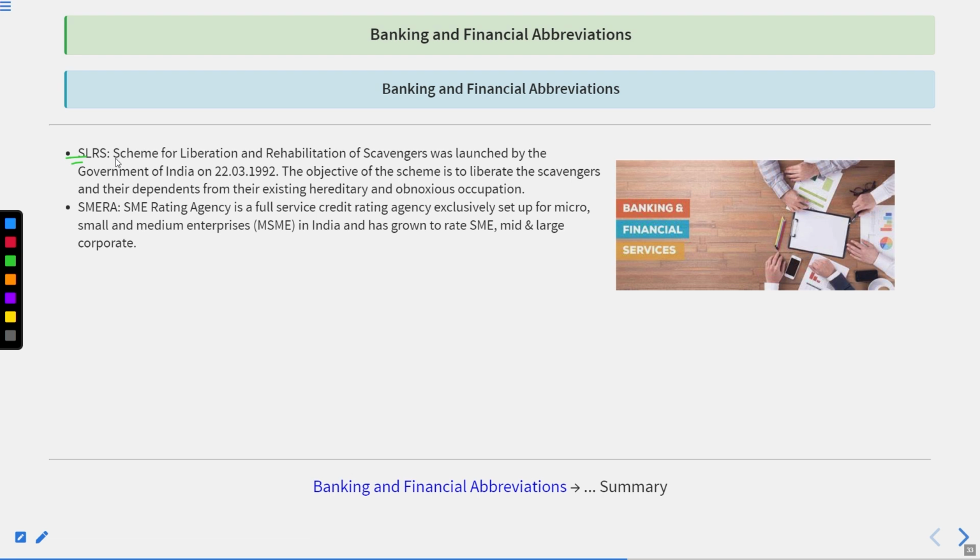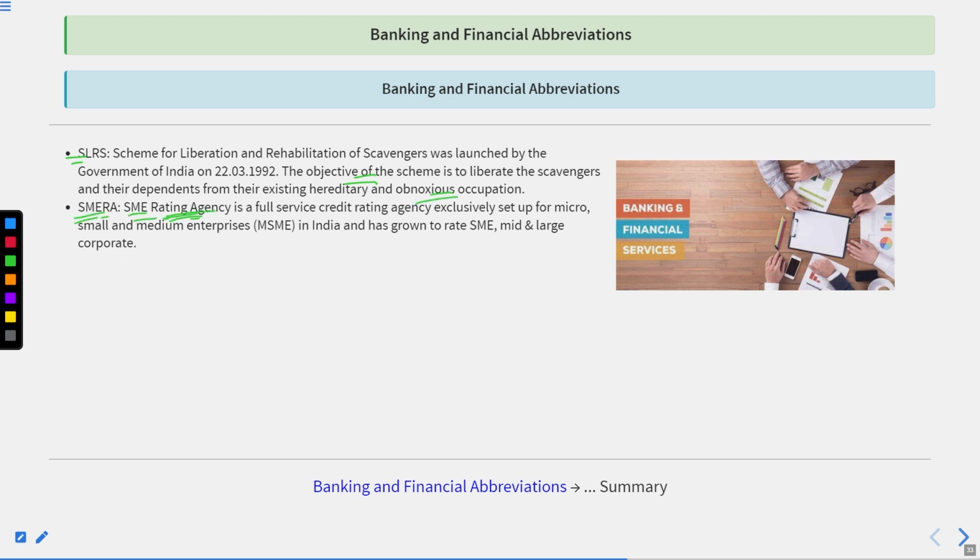SLRS, Scheme for Liberation and Rehabilitation of Scavengers, launched by the Government of India on 22nd March 1982. The objective of the scheme is to liberate the scavengers and their dependents from their existing hereditary and obnoxious occupations.